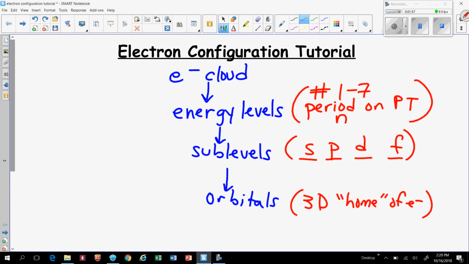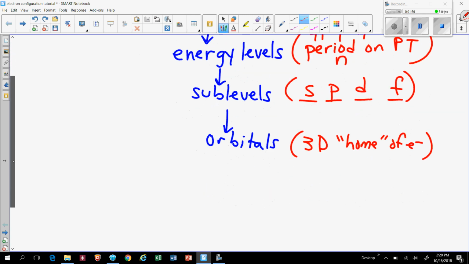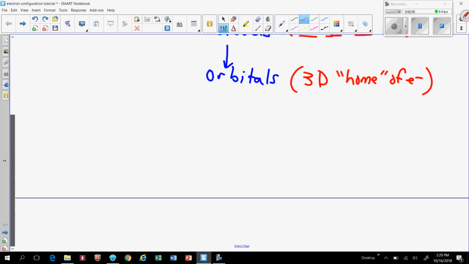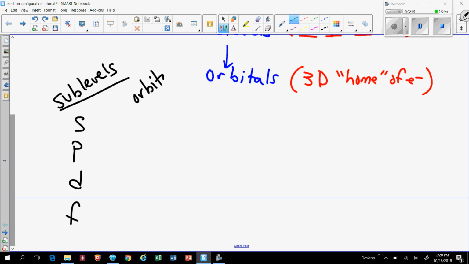So if we have an S sublevel, remember what makes up a sublevel is an orbital. So if we have our sublevels organized by name, S, P, D, and F, remember again, those are the sublevels, which are made up by orbitals. The S sublevel is made of 1 orbital. The P sublevel is made of 3 orbitals, 3 places, 3D regions where an electron can roam around. The D sublevel is made of 5 orbitals, 5 3D regions where an electron can roam. The F sublevel is made of 7 orbitals, 7 3D regions where an electron is found.